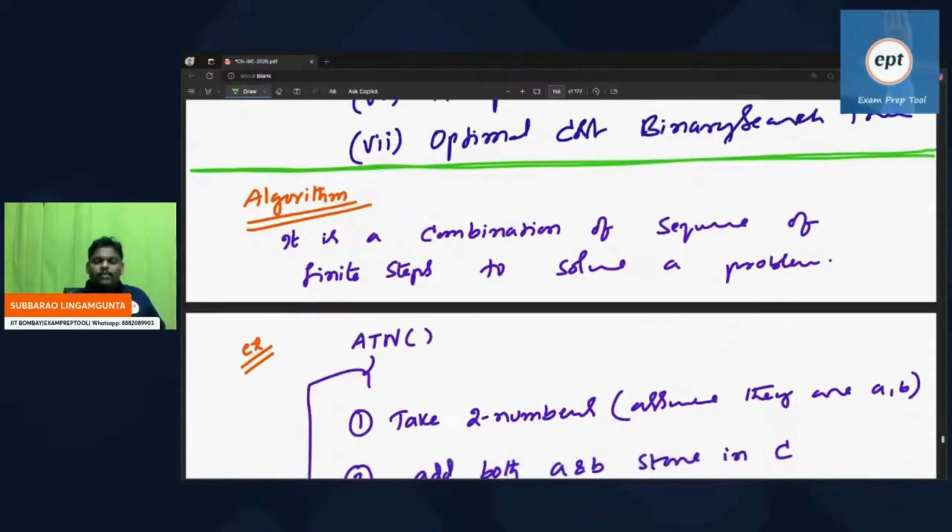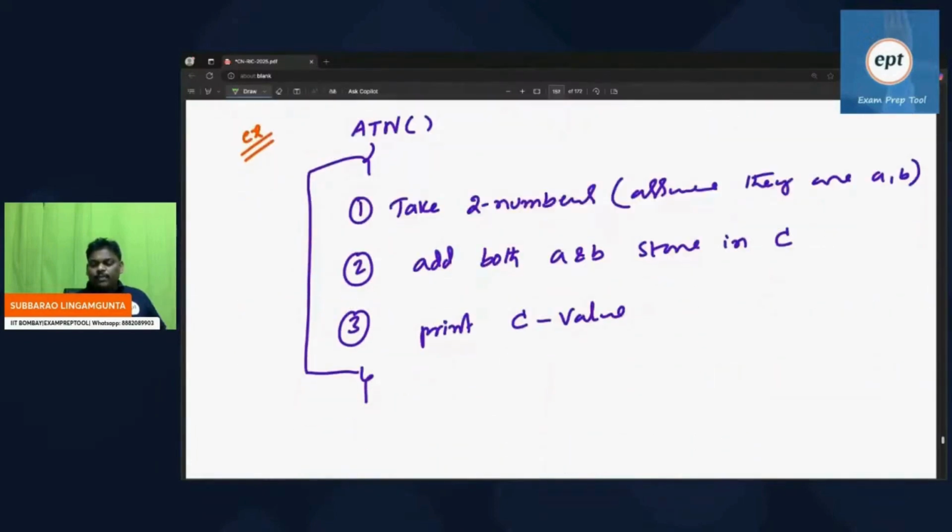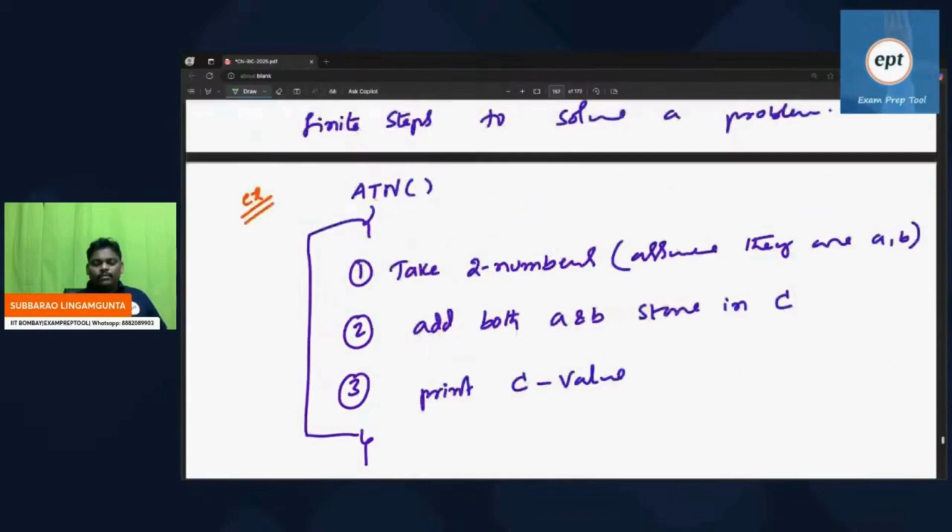So an algorithm is a combination of a sequence of finite steps to solve a problem. I wrote the definition. Some people are asking, sir, can you give one example? I wrote the example also. Sir, I didn't get the example. You will get it. I will explain. Don't worry.